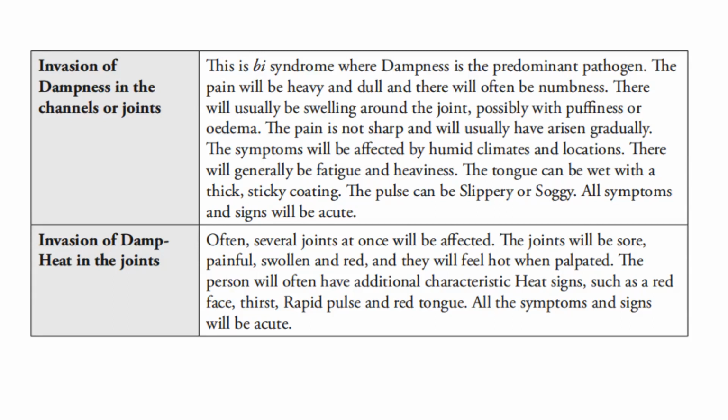For invasion of damp heat in the joints, often several joints at once will be affected. Joints will be sore, painful, swollen, and red, and they will feel hot when palpated. The person will often have additional characteristic heat signs, such as a red face, thirst, rapid pulse, and red tongue. All symptoms and signs will be acute.